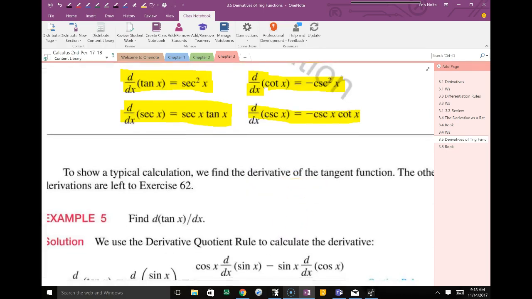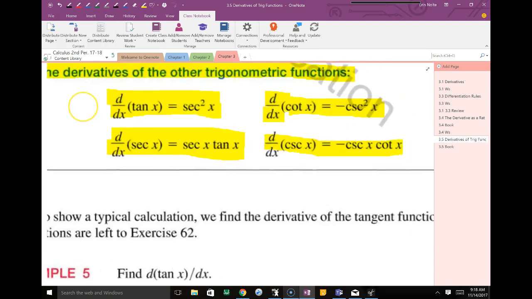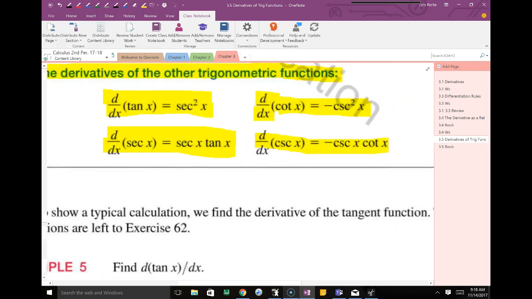So your last 4 are right here. Write these down in your notes. Write it down. What are these called? Just references? You can't use that on a test.